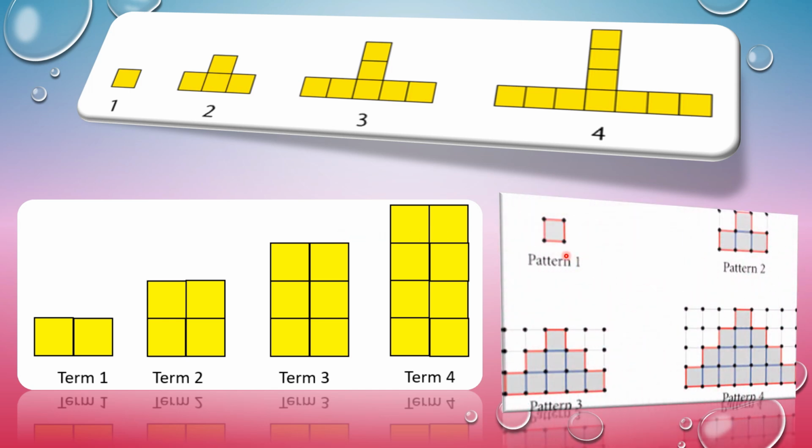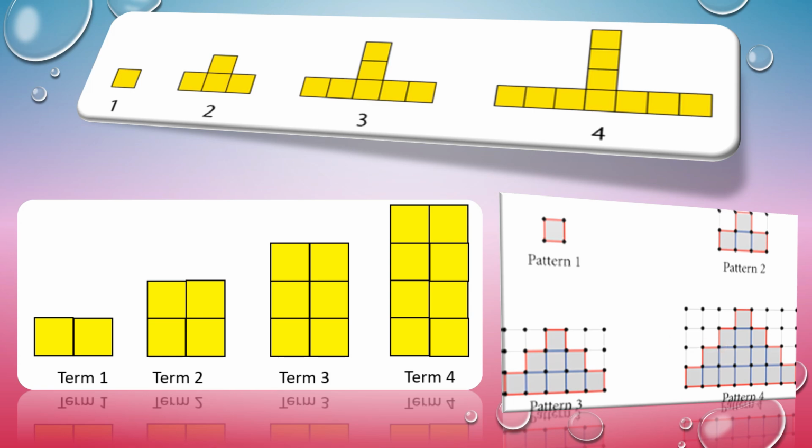In the third example, in pattern 1 there is 1 block, in pattern 2 there are 4 blocks, in pattern 3 there are 9 blocks, and in pattern 4 there are 16 blocks. So 1 plus 3 is 4, but 4 plus 3 is 7. So we cannot say that the common difference is 3, as in pattern 3 there are not 7 blocks but there are 9 blocks. So here the pattern is the square numbers, n square, as 1 square is 1, 2 square is 4, 3 square is 9, and 4 square is 16. So here there are square numbers.